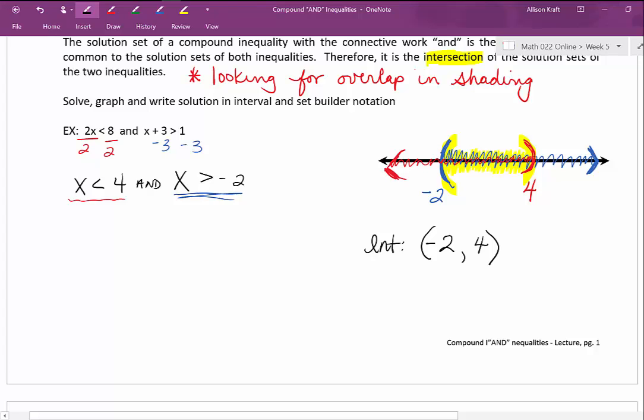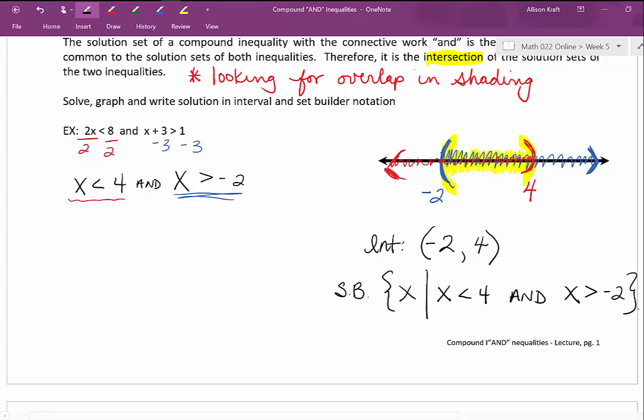The set builder notation always starts the same. It's the set of all x such that, and the x that we're interested in this time are the x such that x is less than 4 and x is strictly greater than -2. Notice that the condition we've written in our set builder notation is our solved inequality.